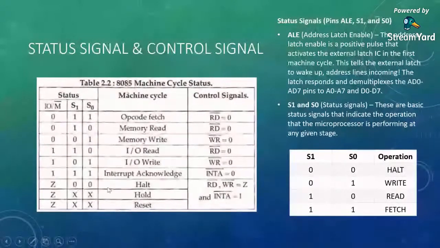If it is 0, 0, then the operation will be halt, if and only if the interrupt is 1. Whatever stands here, read and write, if the interrupt is 1, then this condition will be activated.